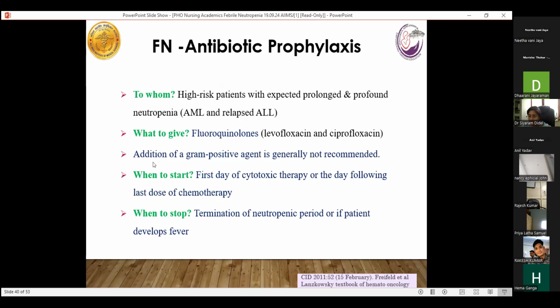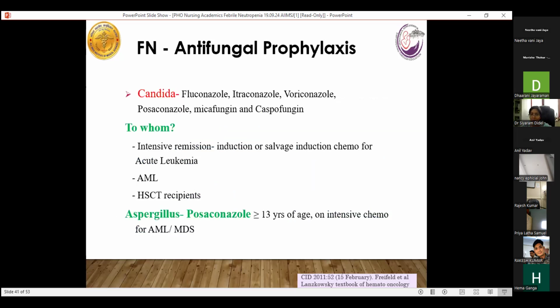Then addition of any gram-positive agent is generally not recommended. And when to start? It should be started either on the first day of chemotherapy or on the day following the last dose of chemotherapy, and it should be stopped after the neutropenic period is over, or if the patient develops fever, then antibiotic prophylaxis should be stopped and empirical antibiotics should be started.